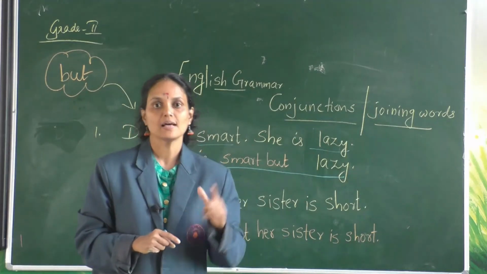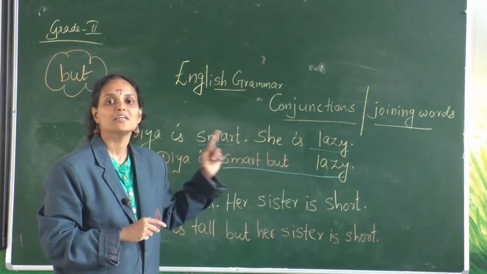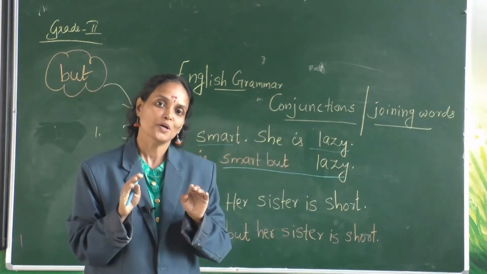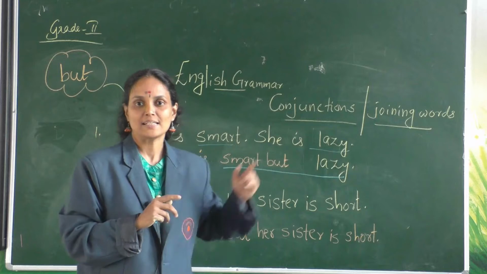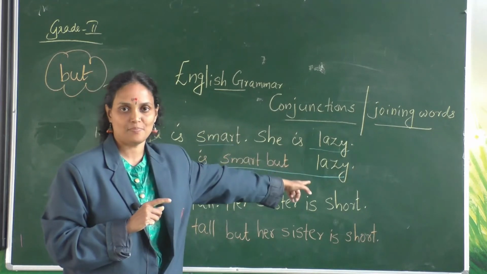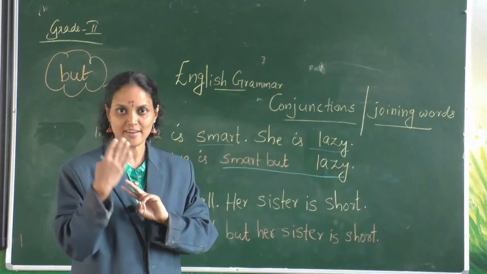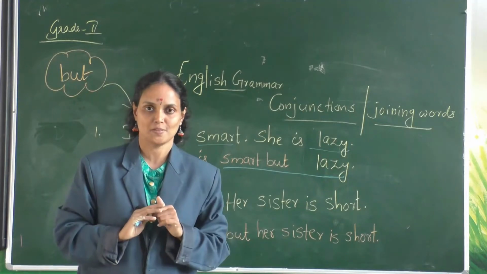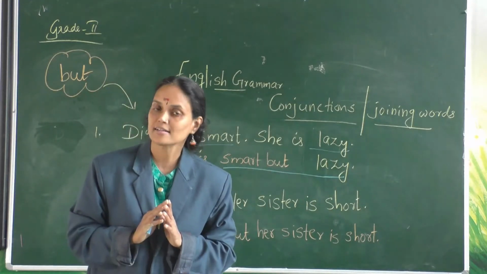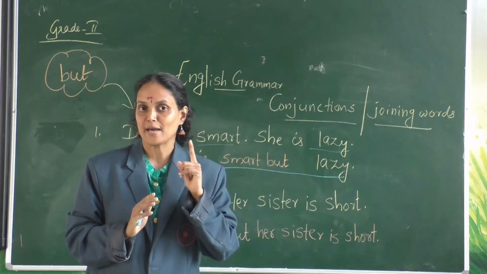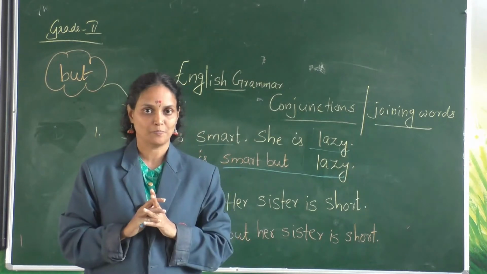Okay? Whereas the conjunction but is used to combine two dissimilar or two opposite words. Smart, lazy, tall, short, opposite, contrasting things, opposite objects, opposite ideas are combined using the conjunction but. Please do bear in mind all these points.